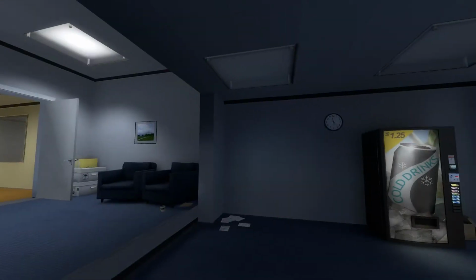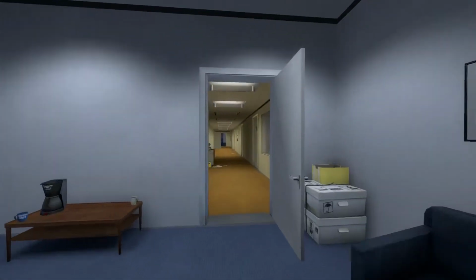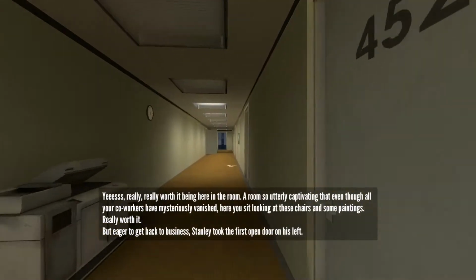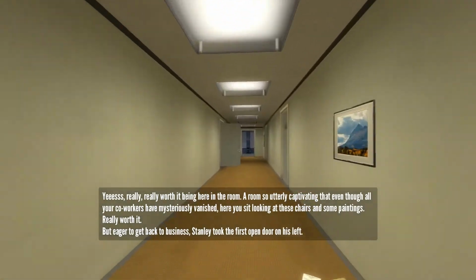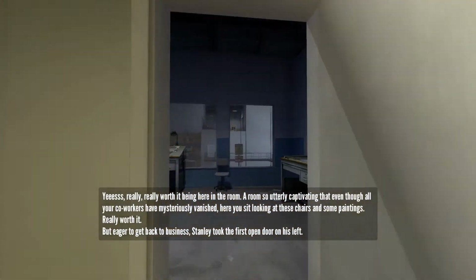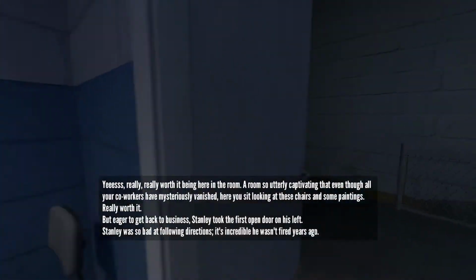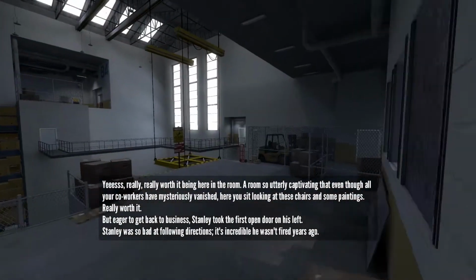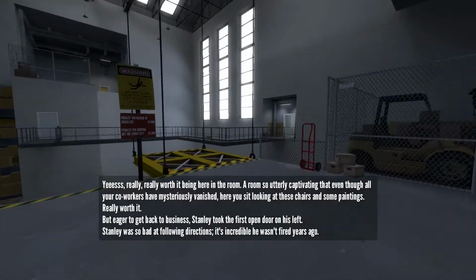You can't have sex with this room. That is not an option, Stanley. That is not an option, narrator. But eager to get back to business, Stanley took the first open door on his left. No. Stanley was so bad at following directions. It's incredible he wasn't fired years ago. That's not how they want us to do it.